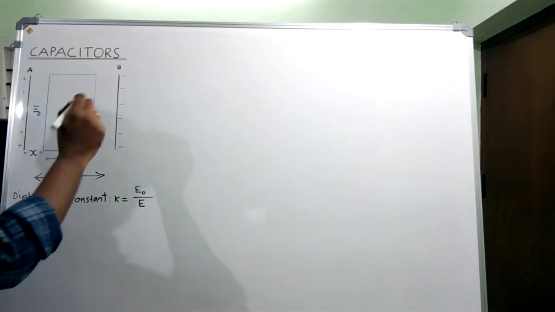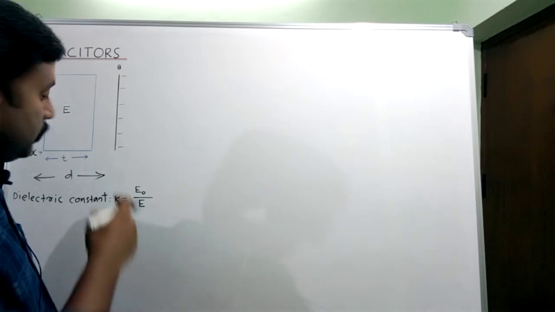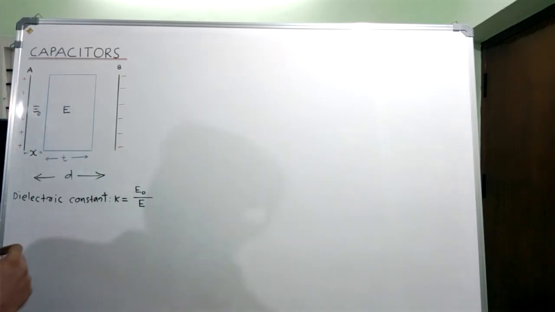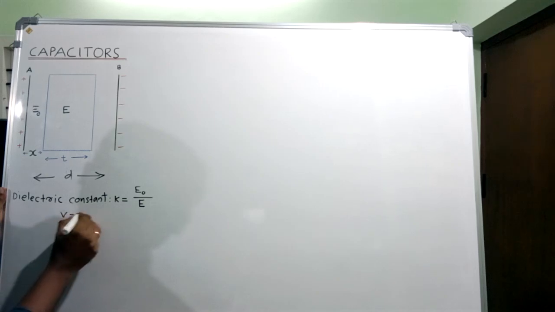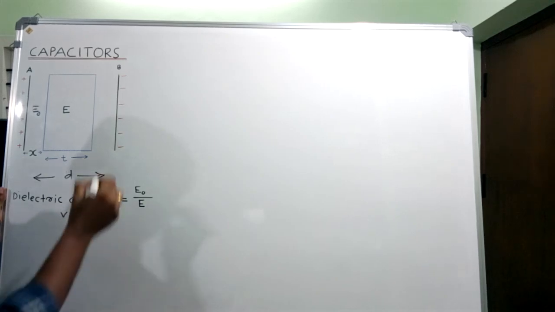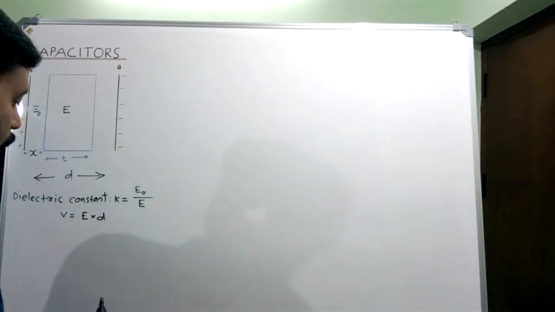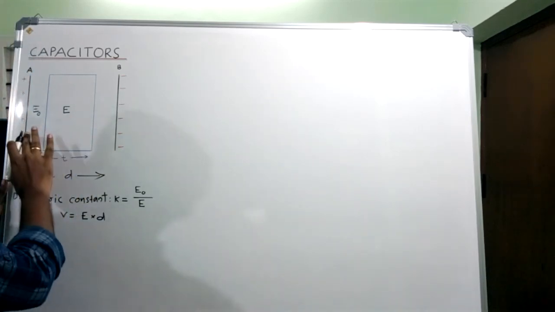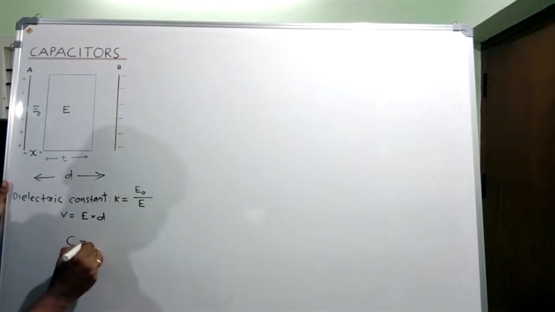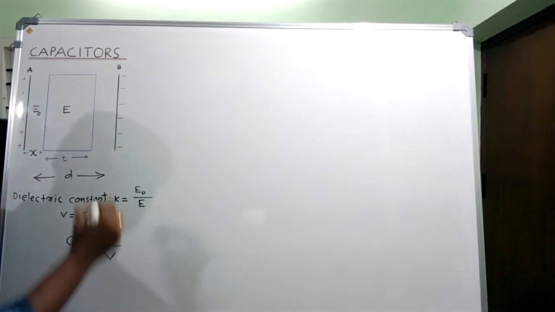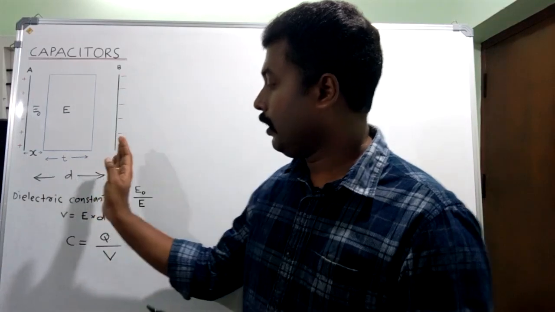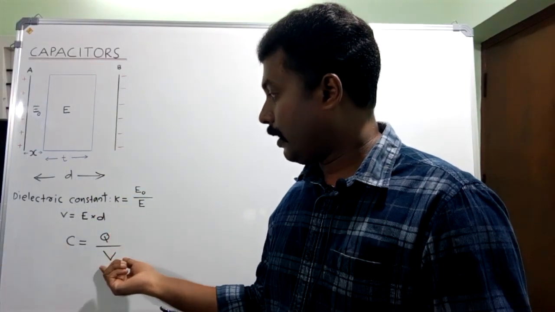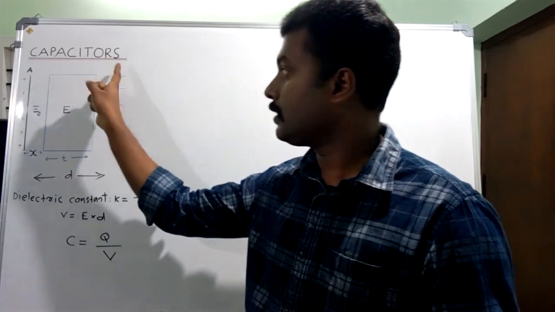Now, let us find the capacitance due to the insertion of this dielectric slab. Potential and electric field are related as V is equal to electric field into distance. In order to find the capacitance, we have the formula C is equal to charge Q divided by the total potential difference. Here we have to find the capacitance between these two plates A and B, so we have to divide the charge by the total potential difference between the plates A and B.